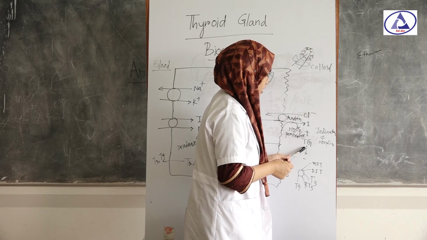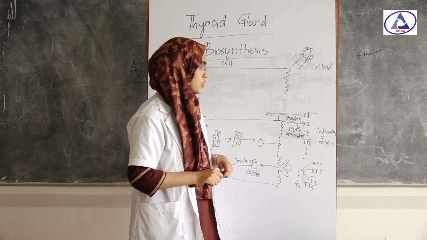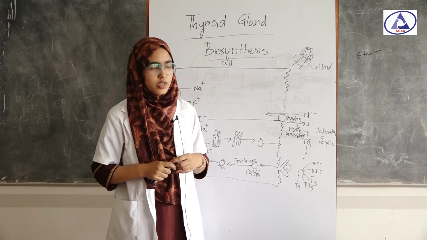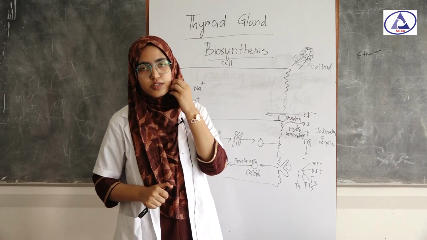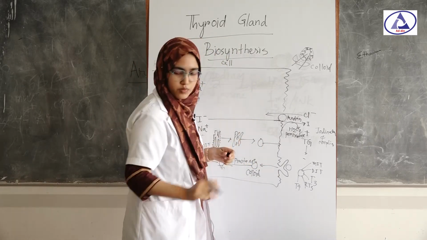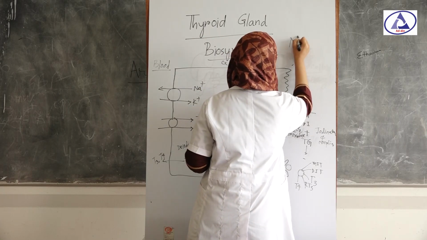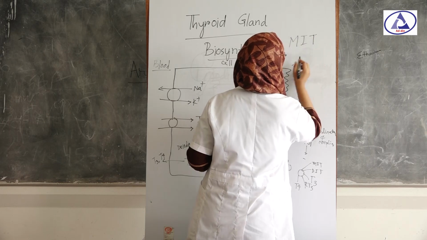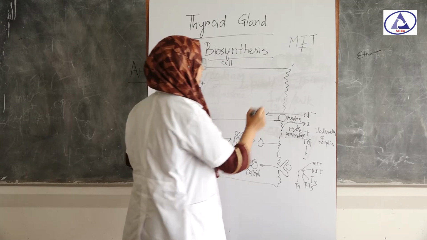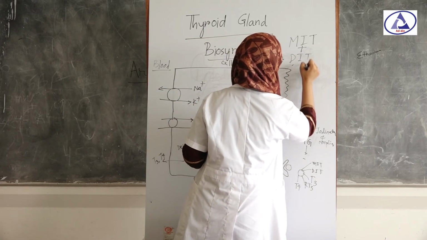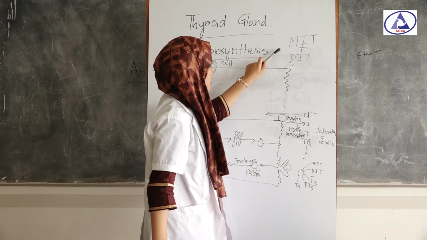Then after organification, the iodine is bound with tyrosine molecule, that is, iodination of tyrosine molecule occurs, and after that coupling occurs. By iodination of tyrosine molecule, at first MIT will be formed. MIT means monoiodotyrosine. Then one monoiodotyrosine and another iodine will form diiodotyrosine. At first monoiodotyrosine is formed, then diiodotyrosine is formed.